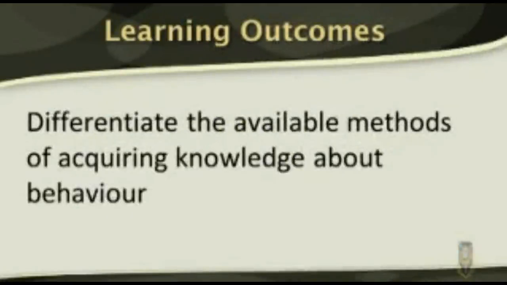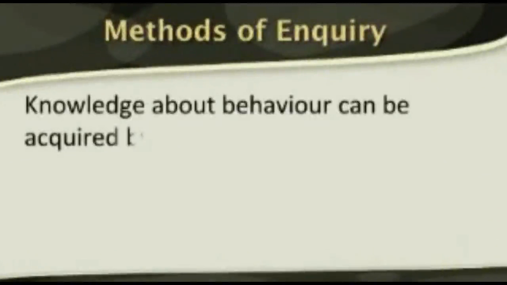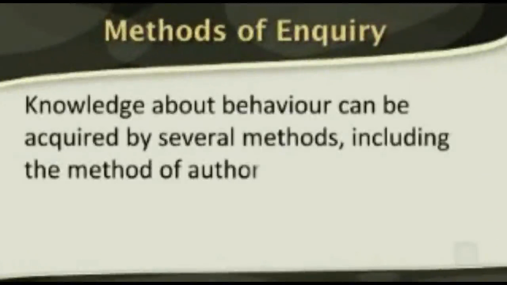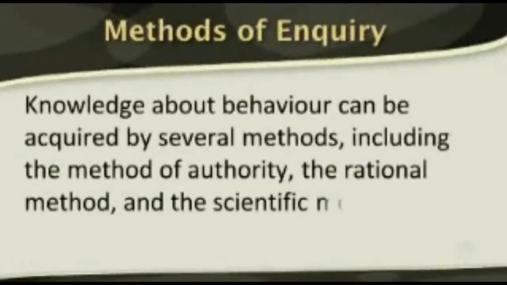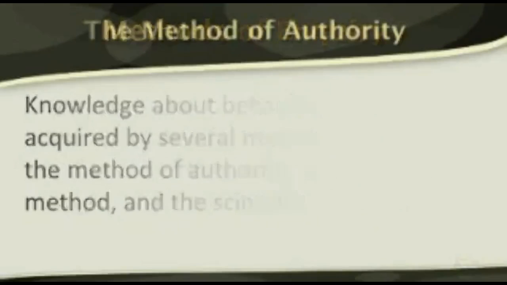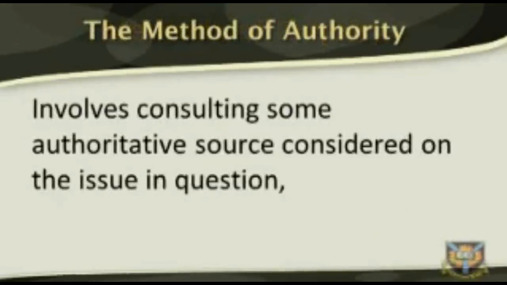Before a scientist can offer valid and general explanations for behavior, he or she must gather information about the behavior of interest. Knowledge about behavior can be acquired by several methods, including the method of authority, the rational method, and the scientific method. The method of authority.